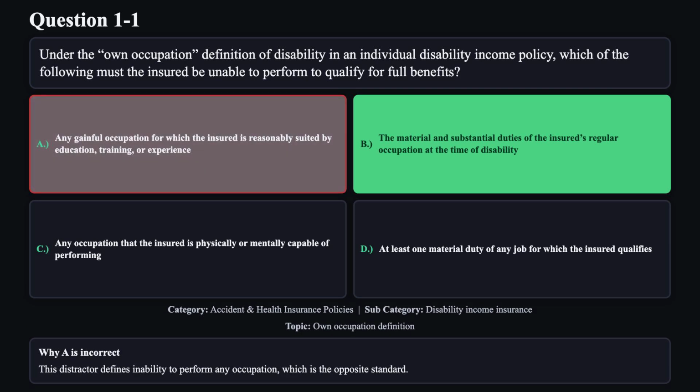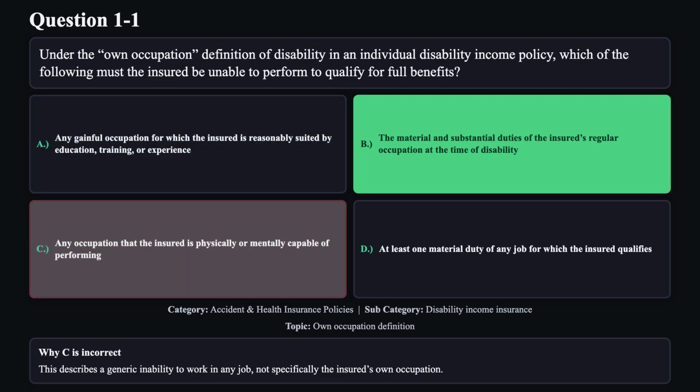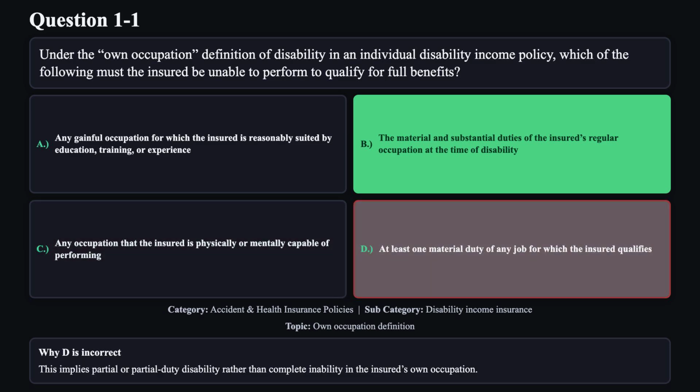Reason A is not correct. This distractor defines inability to perform any occupation, which is the opposite standard. Reason C is not correct. This describes a generic inability to work in any job, not specifically the insured's own occupation. Reason D is not correct. This implies partial duty disability rather than complete inability in the insured's own occupation.